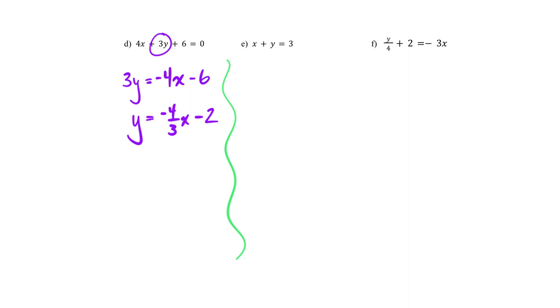Okay, let's work our way through E. You take a look at E. Well, there's my y. I got to get it all by itself. Get rid of a plus x, I minus x, and the 3 is already... Hey, that one was nice and straightforward. Nice.